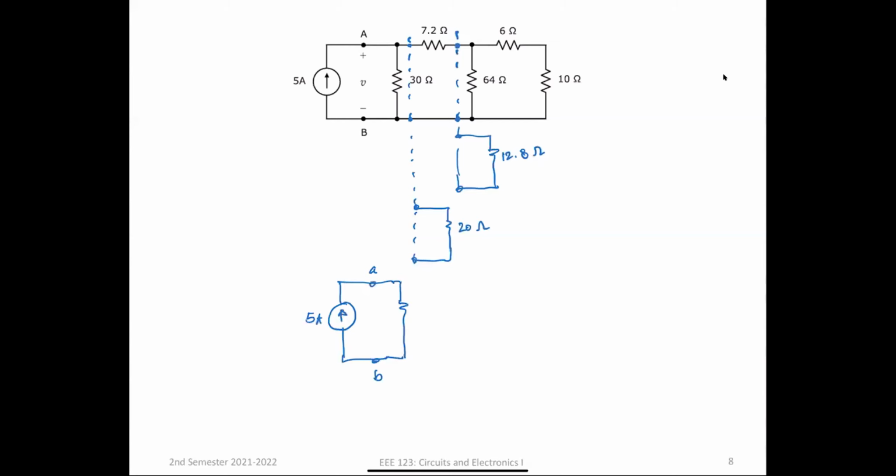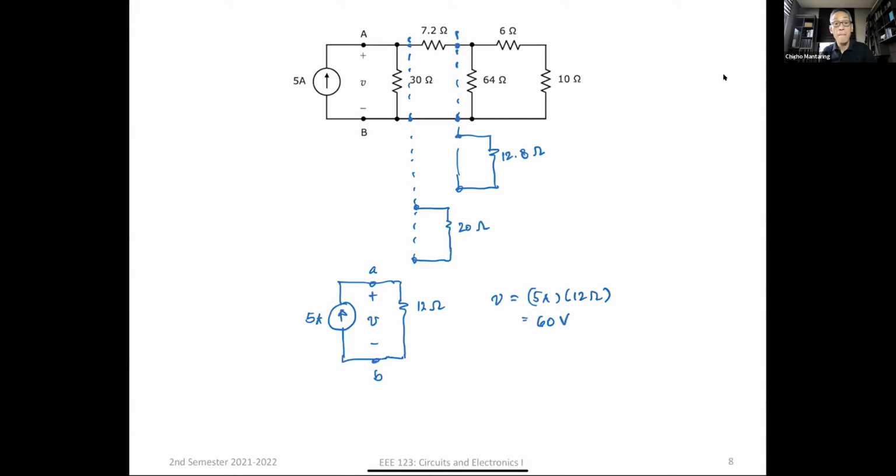12 po. 12, that's right, no? 12 ohms, which is a product. So 20 times 30, 600 divided by sum, which is 50, no? So that is 12 ohms. Okay. So see now how simple the problem has become, no? Because now V is just simply equal to 5 amperes times 12 ohms, which is 60 volts. Okay. Very easy. So that's circuit simplification, simplification of resistive networks.